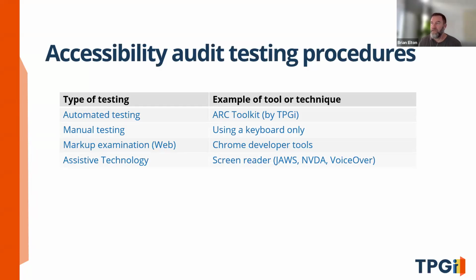But automated testing is very limited in what it can find. The numbers typically are around 25, 30% of errors can be found through automated testing. The rest have to be found through human intervention, manual testing, using assistive technology, using things like a keyboard on its own, using a screen reader, examining the markup and using dev tools, say, in Chrome, to make sure that the right code is being used, the right semantics are being used.